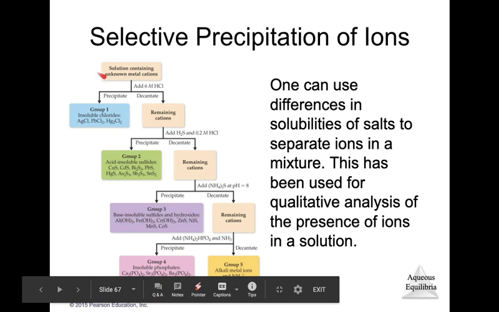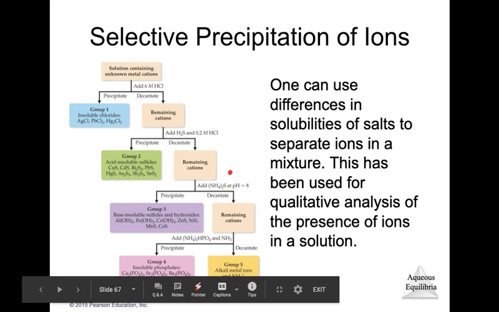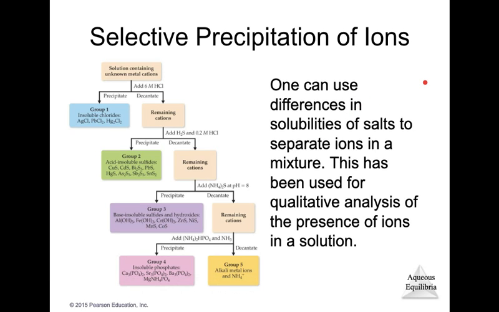You can read through this chart. It is really informative and it's really good procedure and it's really good background information. It's just letting you know that you can use differences in solubilities of salts to separate ions in a mixture. So it's kind of just like a physical separation technique to get different ions, right? This has been used for qualitative analysis of the presence of ions in a solution. So it is pretty cool. It's an interesting technique, but we're not going to do too much with that, okay?